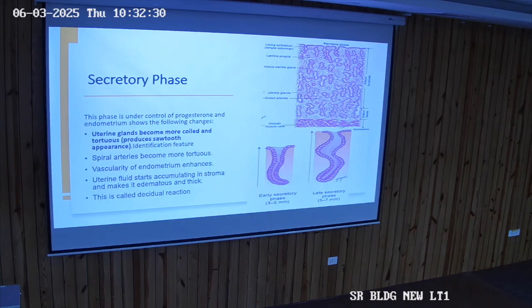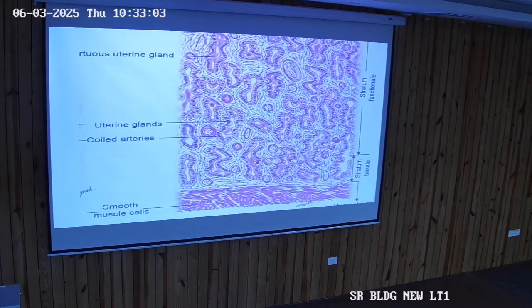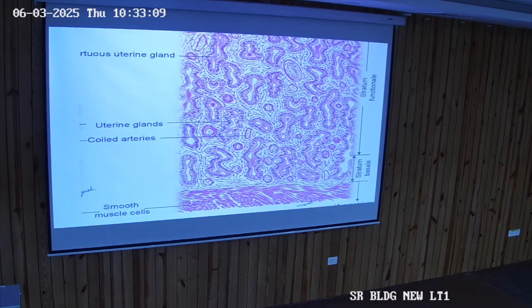So the secretory part in the simple tubular glands is simple folding of the cells. The U-shaped folding was the secretory part in the simple tubular glands. But in the coiled tubular glands, the secretory portion is coiled. So folding of this epithelium occurs, which is called coiled tubular glands. The uterine glands are becoming more coiled and more tortuous. Now this gives it the appearance of sawtooth. Next, the spiral arteries become more tortuous. So we can see here, these are the coiled arteries which are present towards the stratum spongiosum, and these are the tortuous uterine glands which are present in the stratum functionale.